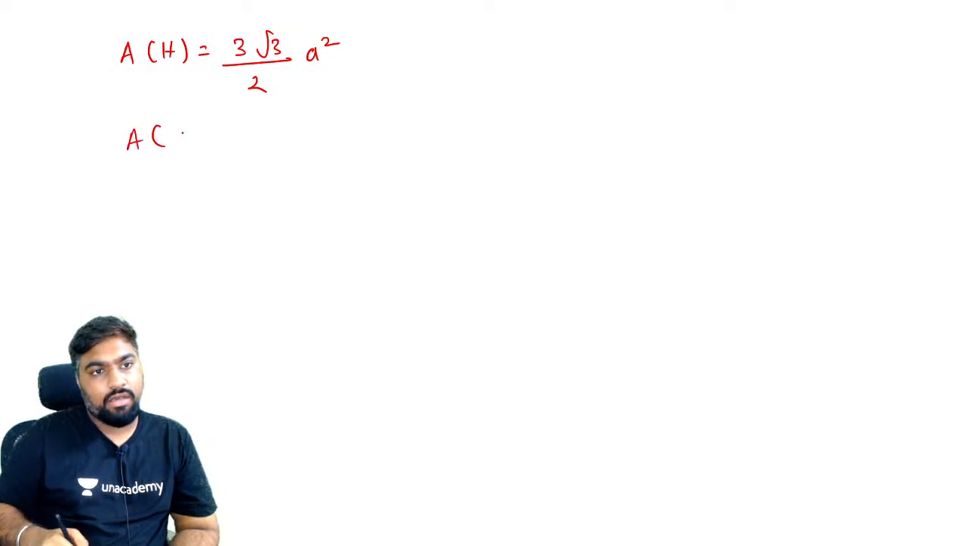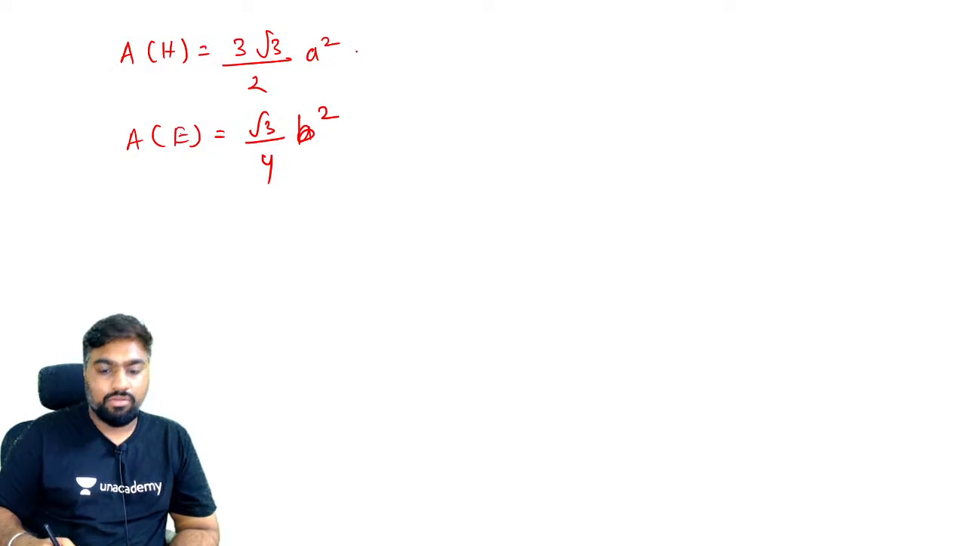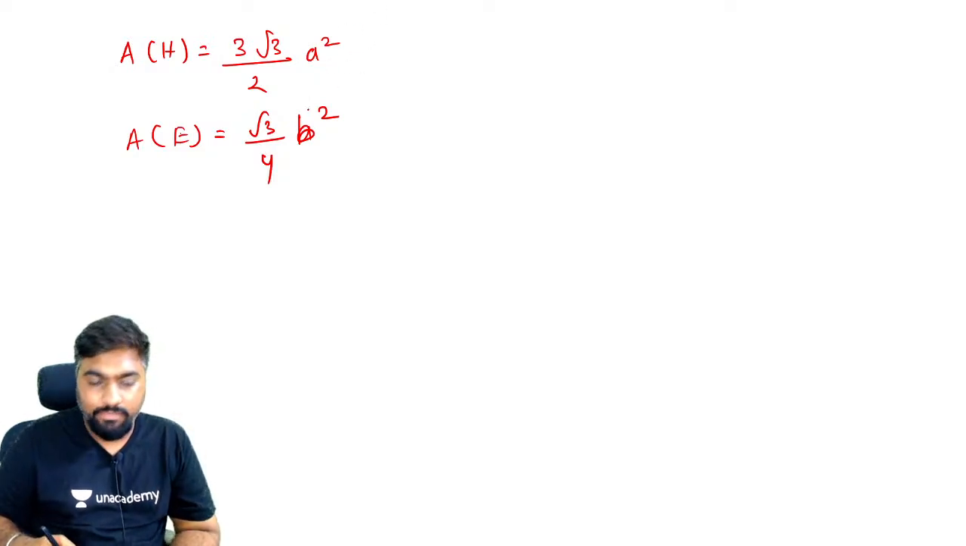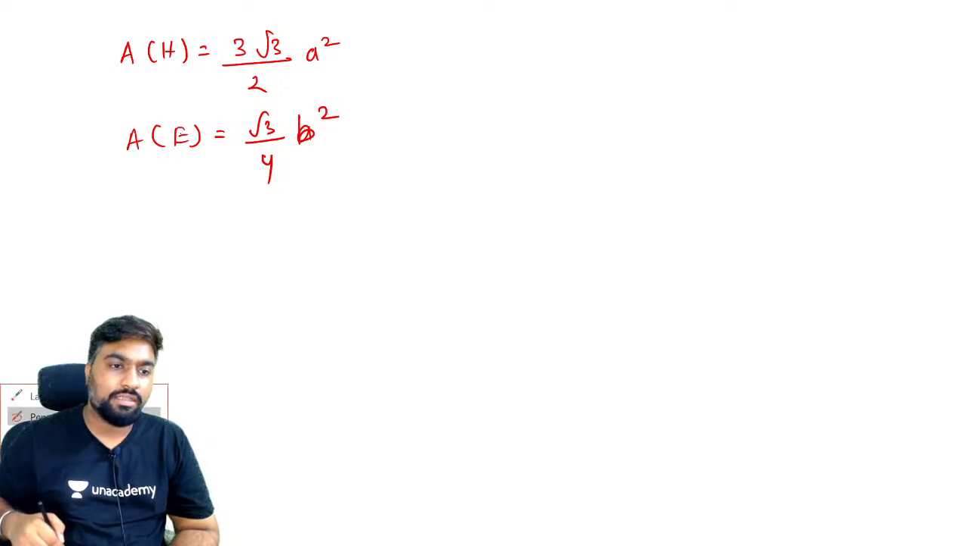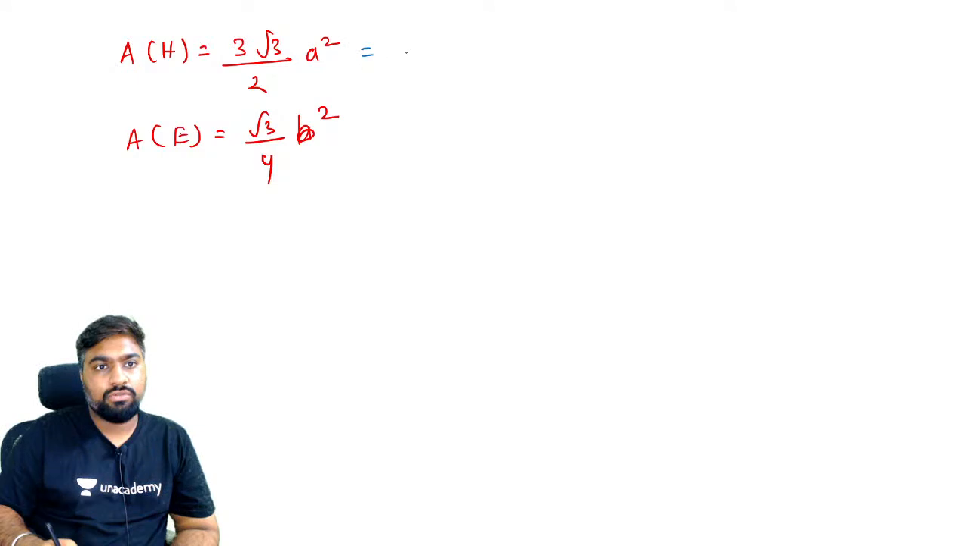Area of hexagon is 3 into root 3 by 2, a square. Area of equilateral triangle is root 3 by 4, b square. So what do they want us to compare? The perimeter, right? So first find out the side, that's it, khatam. This is equal to 36 root 3, they're saying 36 root 3, cancel. a square is equal to 24. a is equal to root 24, which is 2 root 6.